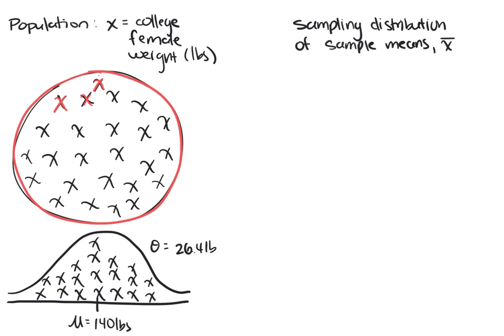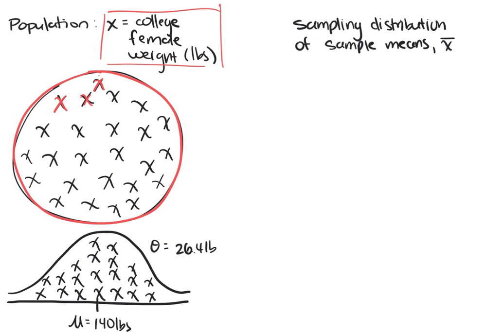All right. So what I have on the left here is this distribution of what we call individual values, where each X is the individual weight of an individual college female student. And on average, college female students weigh about 140 pounds with a standard deviation of 26.4 pounds.